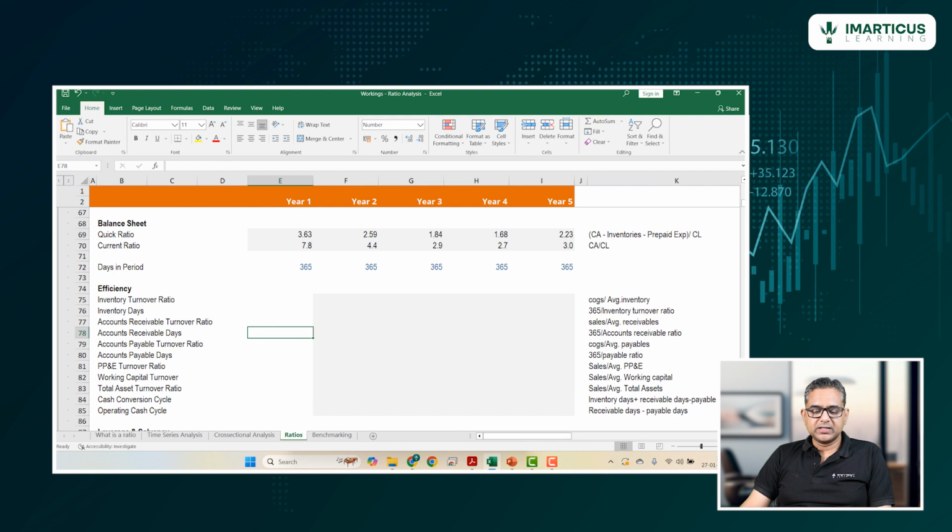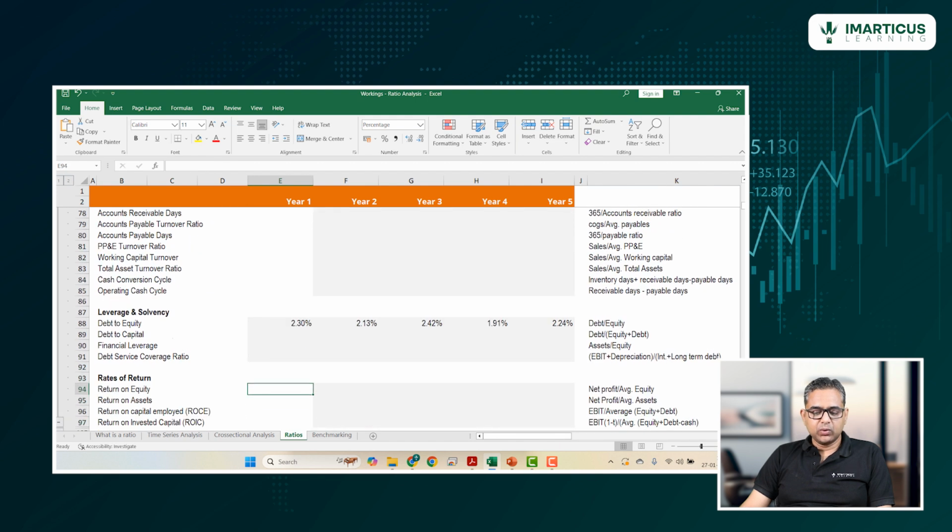We can say it is 0.023 or 2.3%. Okay, so it's a very small amount. That means very small amount of debt as compared to equity. That means very manageable debt. The company is not relying too much on debt financing as compared to equity financing.